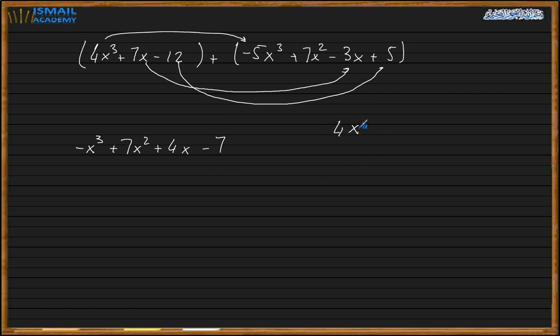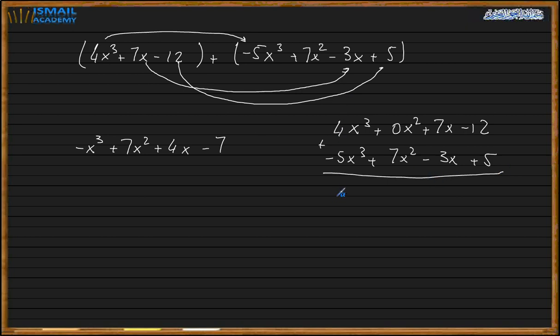We have 4x cubed plus 0x squared plus 7x minus 12. And here we have minus 5x cubed plus 7x squared minus 3x plus 5. And I add the same thing here. You see here it's going to be minus x cubed plus 7x squared plus 4x minus 7. You can do it vertically or you can do it horizontally.